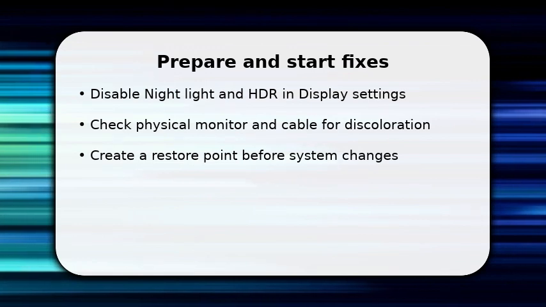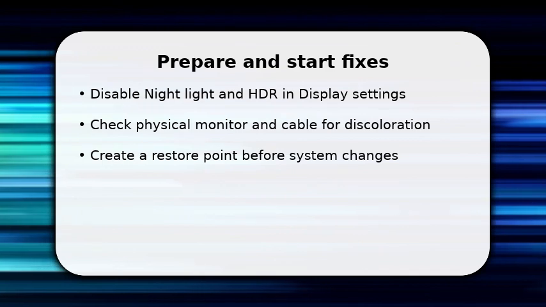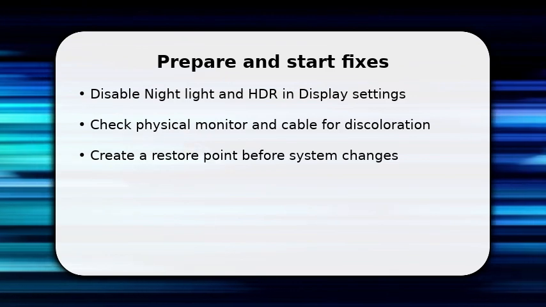Next, check HDR and color profiles. Turn HDR off temporarily to test color neutrality. While you're there, inspect the monitor cable and connectors for yellowing or loose pins. A bad cable can mimic software tint. Once done, create a system restore point so you can safely revert.